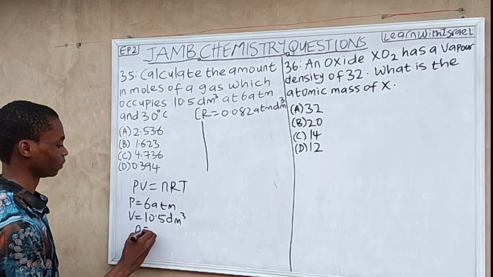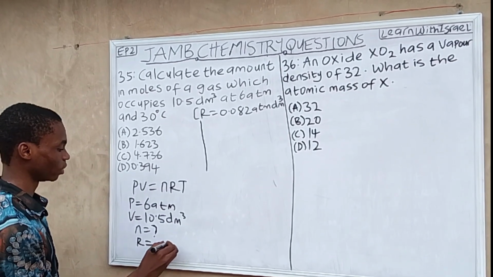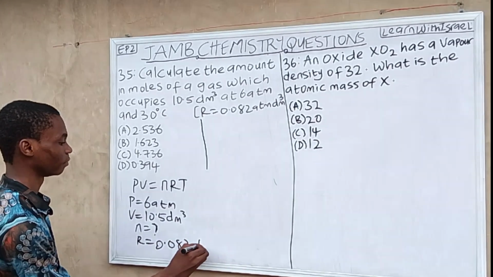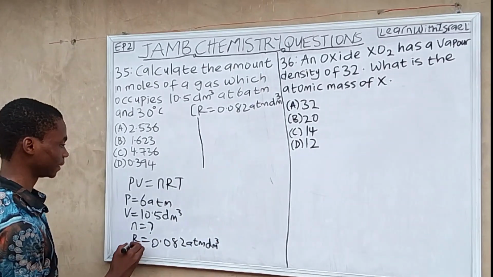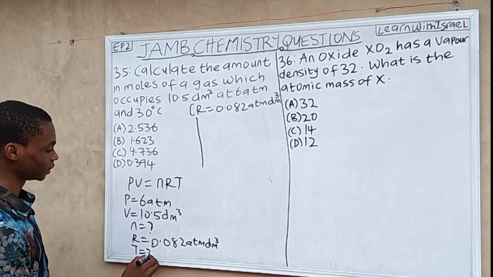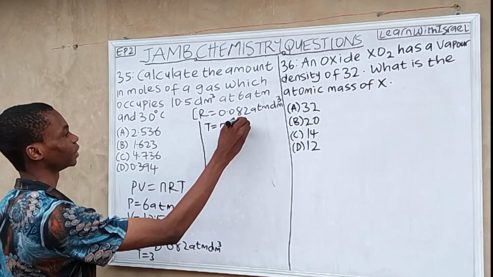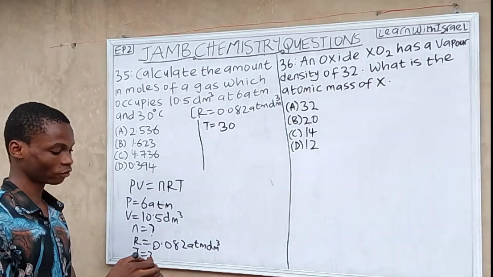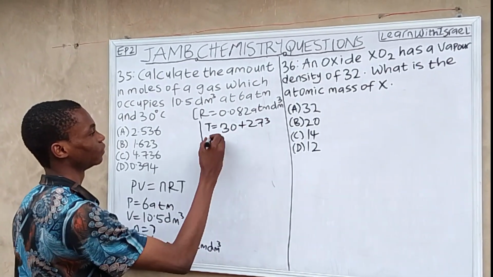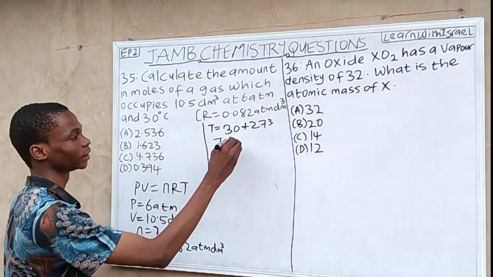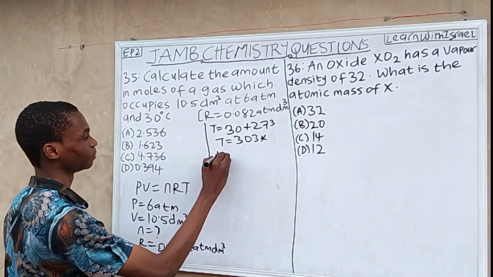Our n, that's what we are looking for, is unknown. Our R, this ideal gas constant, is 0.082 atm dm cube. And our T is 30 degrees Celsius. So we cannot leave it like that. We have to convert to Kelvin. To convert to Kelvin, you need to add 273. If we add 30 plus 273, it will give us 303 Kelvin.